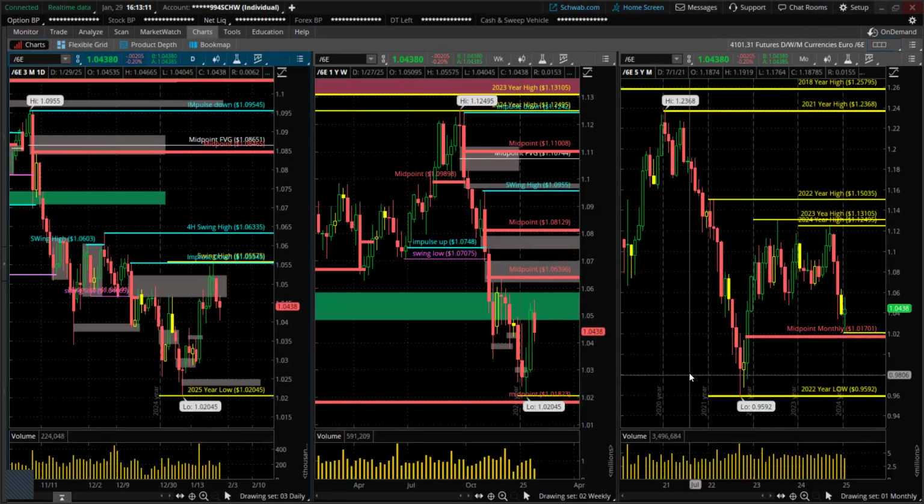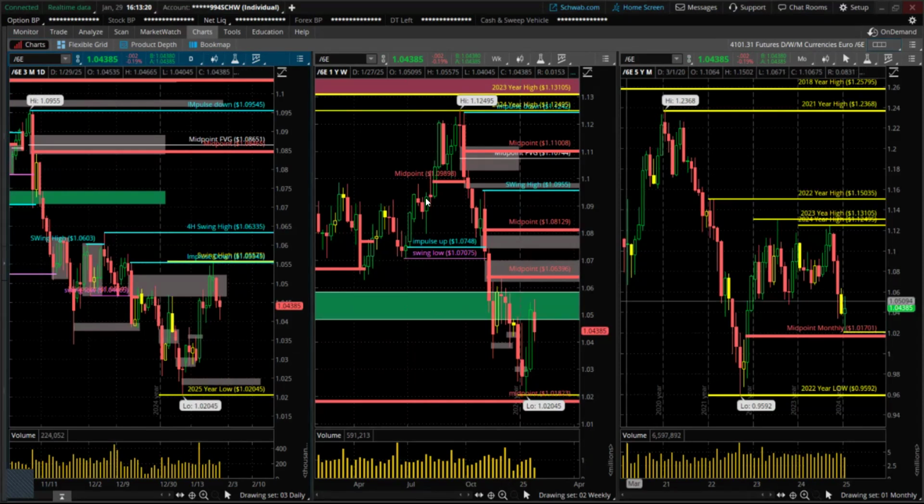The first one, the largest one, the euro. Again, same thing, 3 grids. Far right is the 5-year monthly. The middle one is the 1-year weekly. And the left is the 3-month daily.